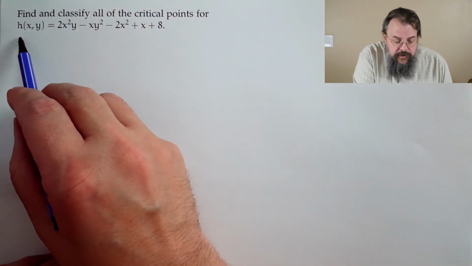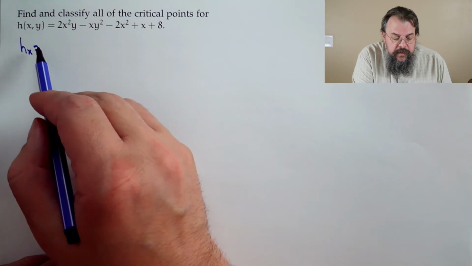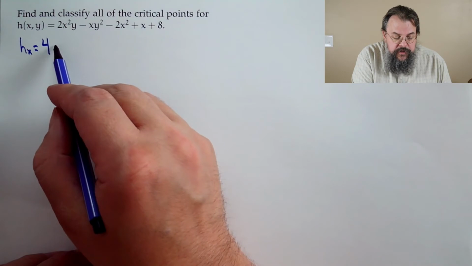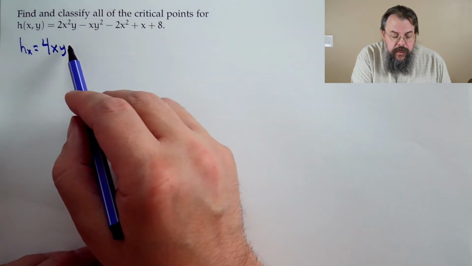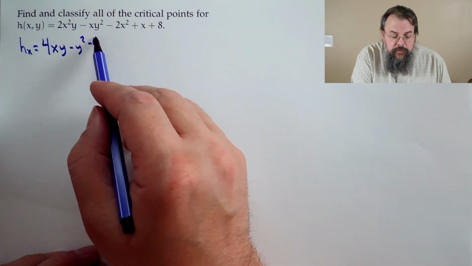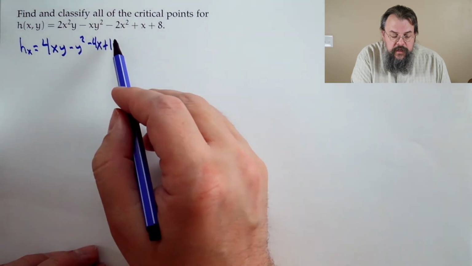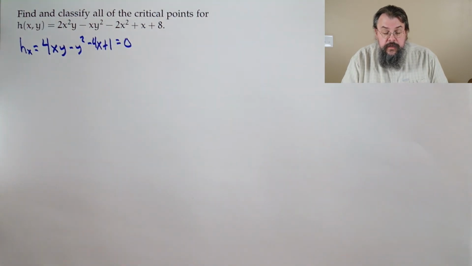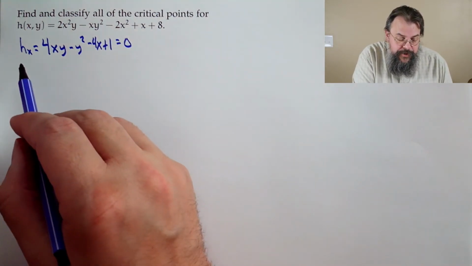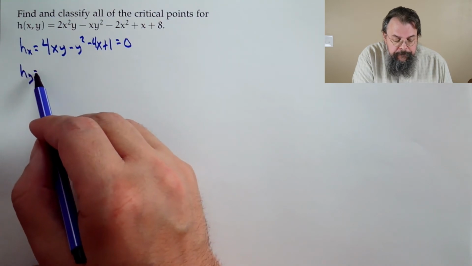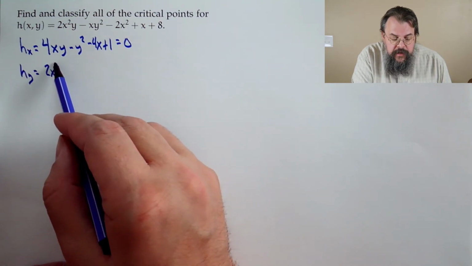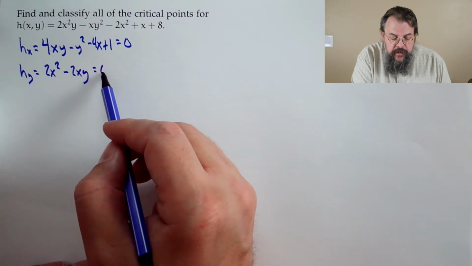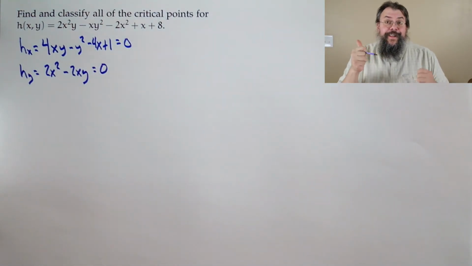So, as always, take our partial derivatives, set them equal to 0. So partial derivative with respect to x, 4xy minus y squared minus 4x plus 1 equals 0. Okay, well, there's a lot of stuff going on there. Let's take a look at our other partial derivative, though, right? We have two of them. H sub y, 2x squared minus 2xy. And that's it. Like, whoa, that one looks a lot nicer.